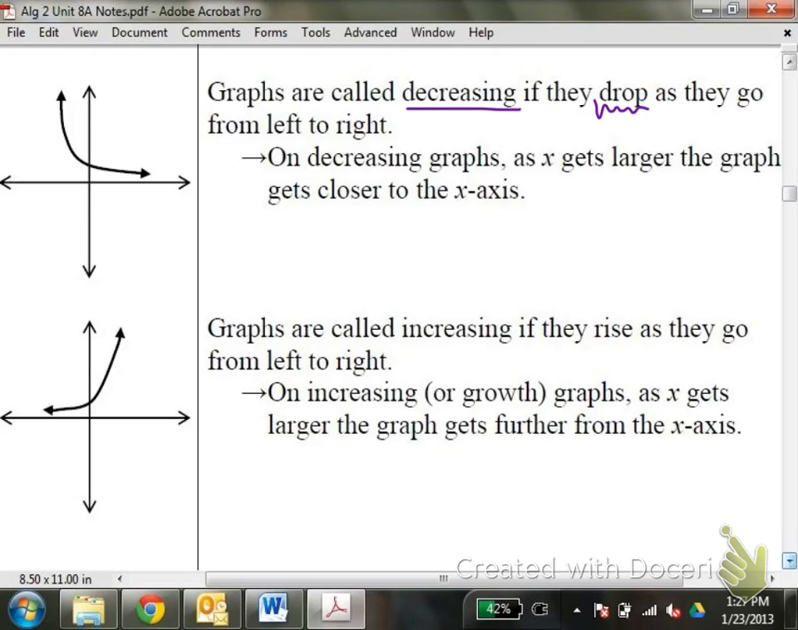Okay? So one thing I want to make sure that you guys remember is, you know how when we're reading, we read from left to right? You also read graphs from left to right. So if we are going from left to right and the graph is getting closer and closer to the x-axis, that's called decreasing. So we would say that as x gets larger, the graph gets closer to the x-axis.